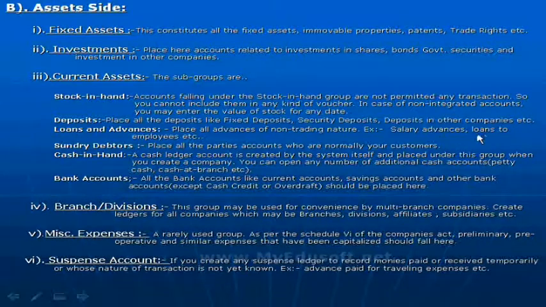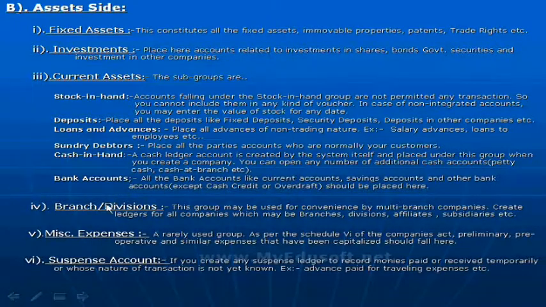Next one is sundry debtors. Under this group, we have to show all the information about all the parties who are normally our customers. Next one is cash in hand. Here we have to show the cash transactions only. Like that we have bank accounts. We have to place current accounts, savings accounts and other related bank accounts except cash credit or overdraft.